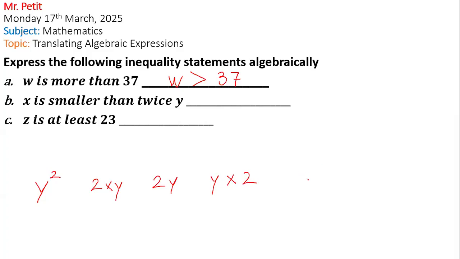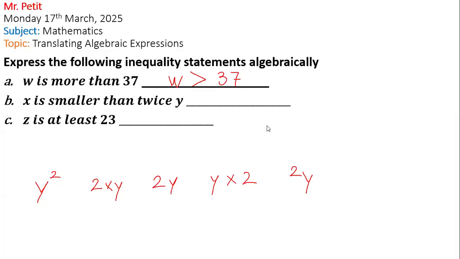Is it X less than 2Y? It's X less than 2Y. So what should we put? We multiply X by the 2. Say it again. X, less than sign, Y to the power 2. X less than 2Y.